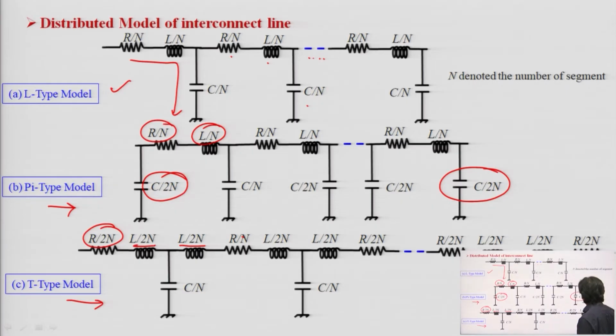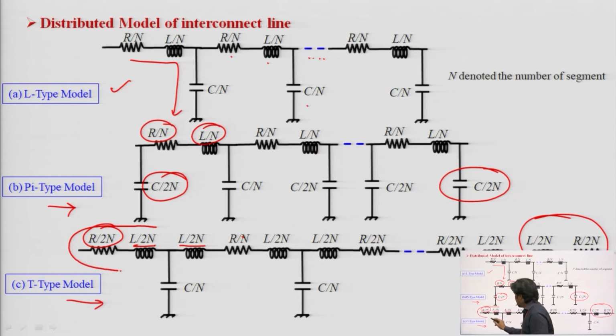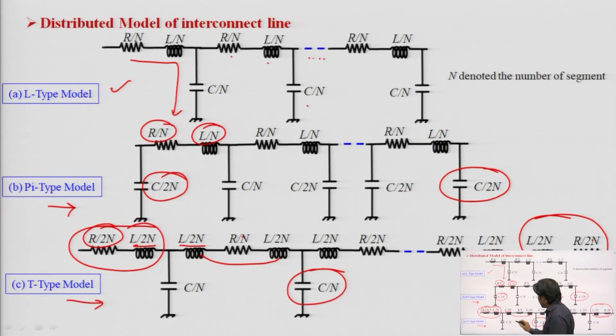Clear. So likewise, at the source terminal, here we have R by 2n, L by 2n, and at the last we have R by 2n and L by 2n, but the rest of this will be only R by n, L by n, R by n, L by n. Clear. If you add these 2, you will get L by n. Clear. Now, again, all the capacitors will have C by n only, right.